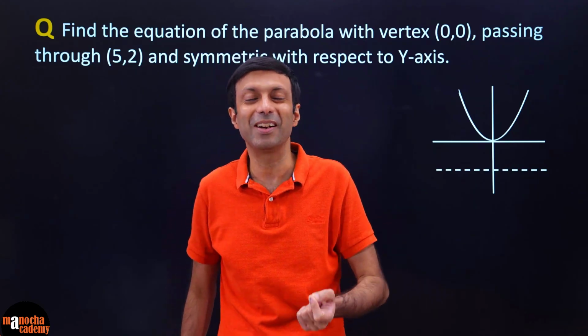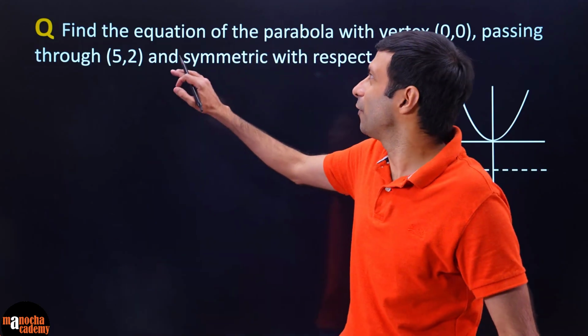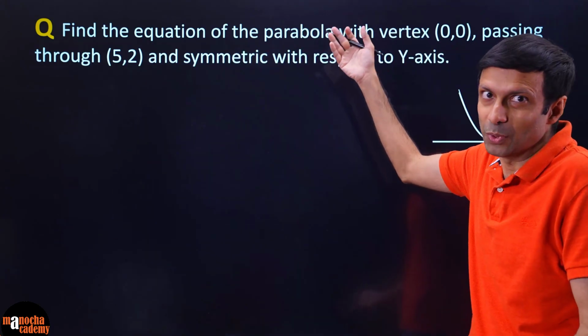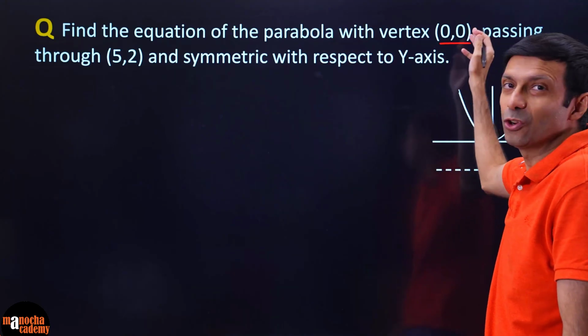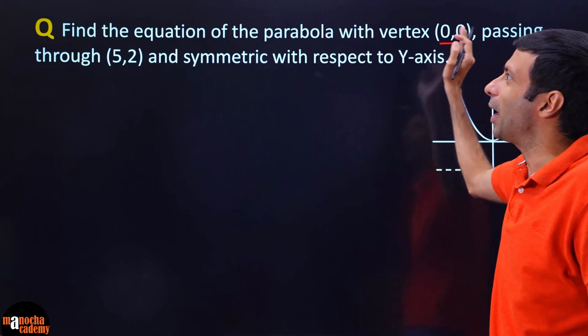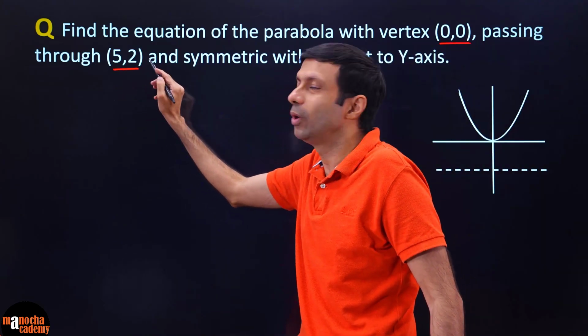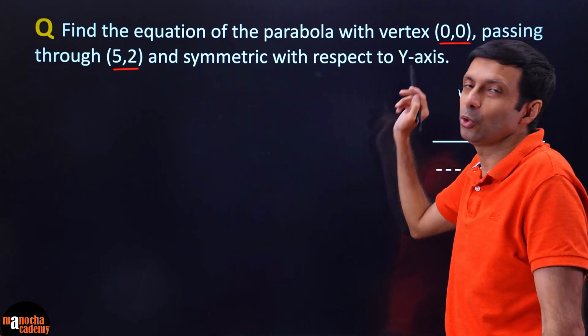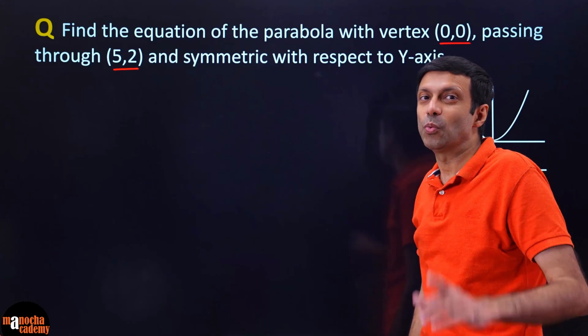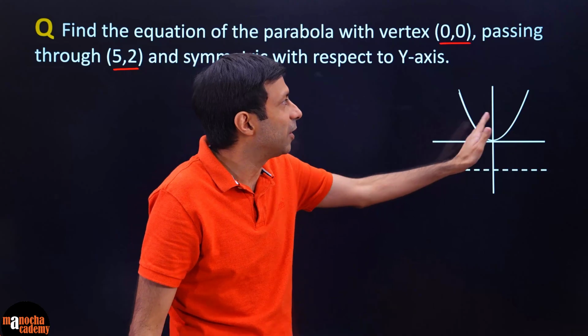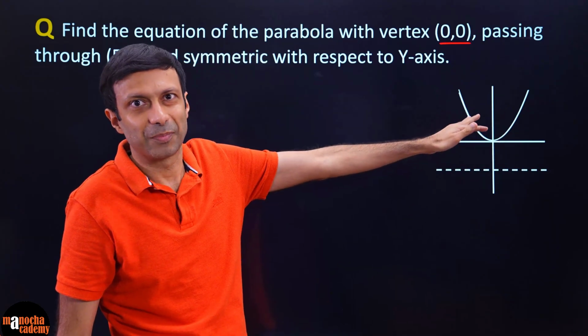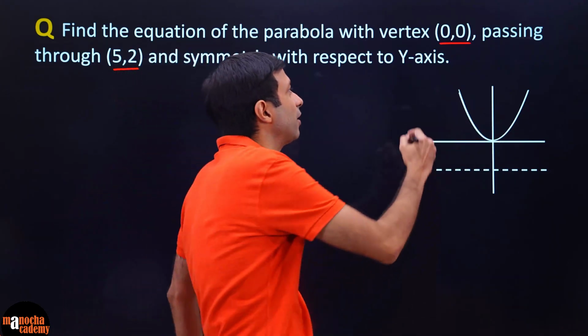Now let's try another interesting question. Again, pause the video here and try it yourself first, then look at the solution. So what do we have here? Find the equation of the parabola. So once again, no surprises. Find the equation of the parabola with vertex, again no surprises, (0, 0), passing through (5, 2) and symmetric with respect to the y-axis. When you have symmetric with respect to the y-axis, do you agree the parabola is going to look something like this? So always draw a rough diagram.